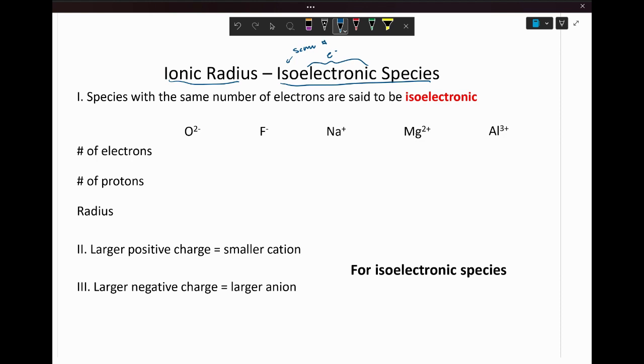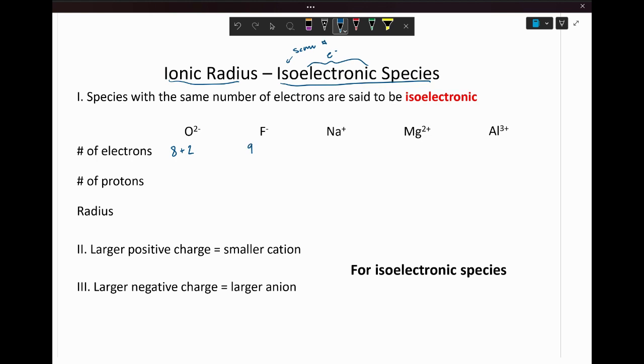And so we're going to look at a series of isoelectronic species and see how their sizes compare. In this case, we can calculate the number of electrons for each. We see oxygen as element number 8, and because it has that 2- charge, that means we have 2 more of our negative particle electrons than protons. So we have 2 here.